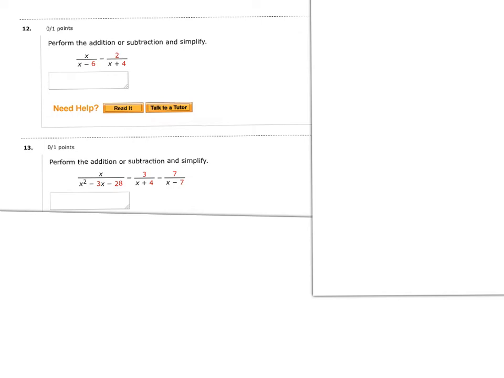All right, next up here we'll do 12 and 13. So for these one, I'll go ahead and do 13 here. So we got to find a common denominator here, but if you factor this denominator, negative 28 and negative 3, you'll see that it's negative 7 and positive 4. And you'll see that it does have that in common with the other two parentheses there, which all kind of happens a lot. So I'm going to multiply this one by x minus 7, and I'm going to multiply this one by x plus 4.